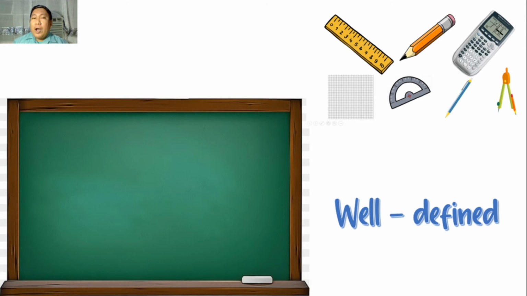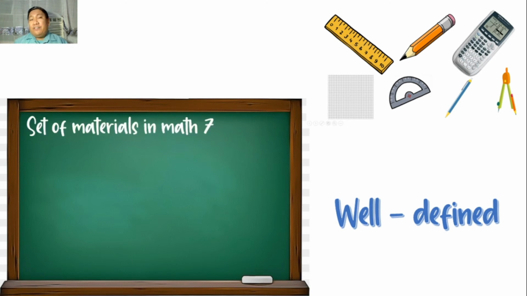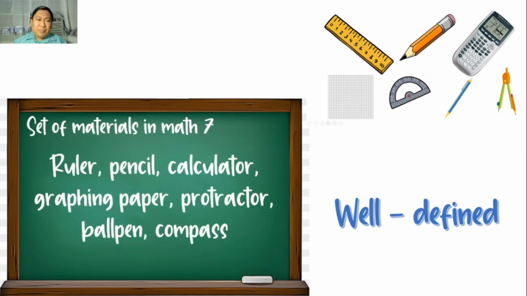What Teacher Danny wanted you to have for Math 7 materials. We can have it as the set of materials in Mathematics 7, composed of ruler, pencil, calculator, graphing paper, protractor, ballpen, and compass. Since Teacher Danny wanted you to have these materials for Math 7, you can easily identify these elements.